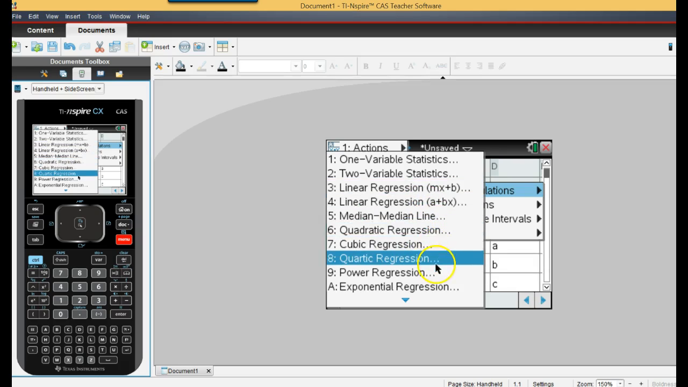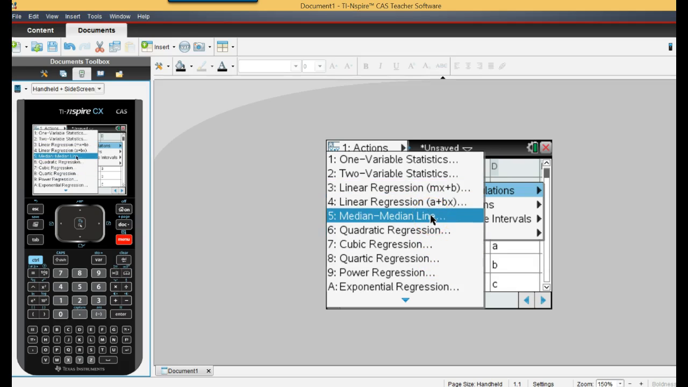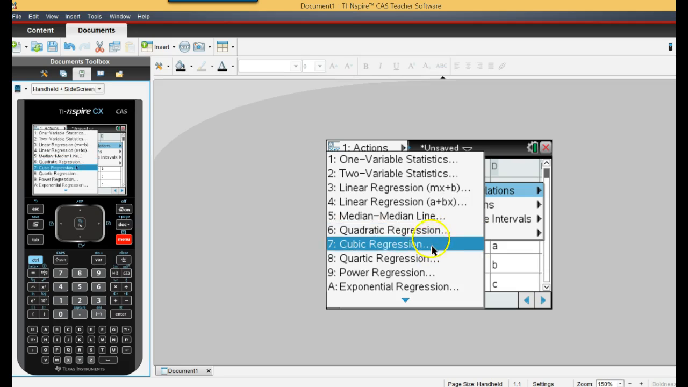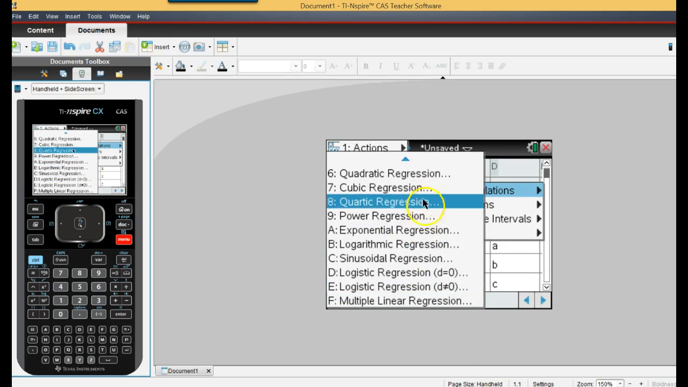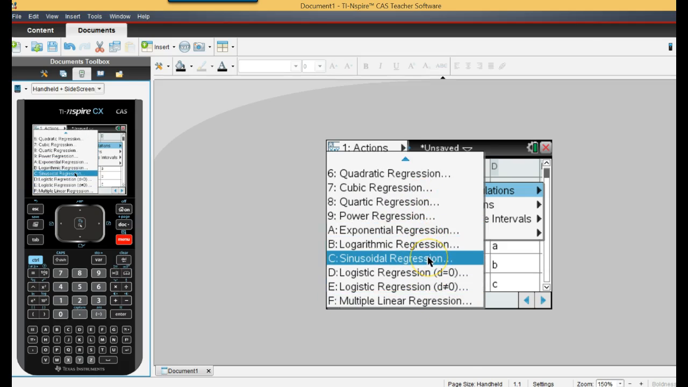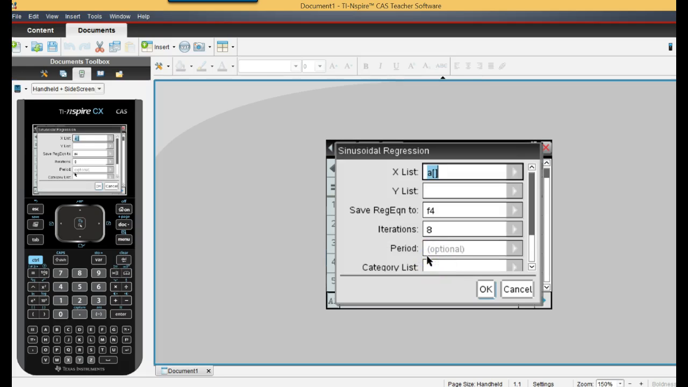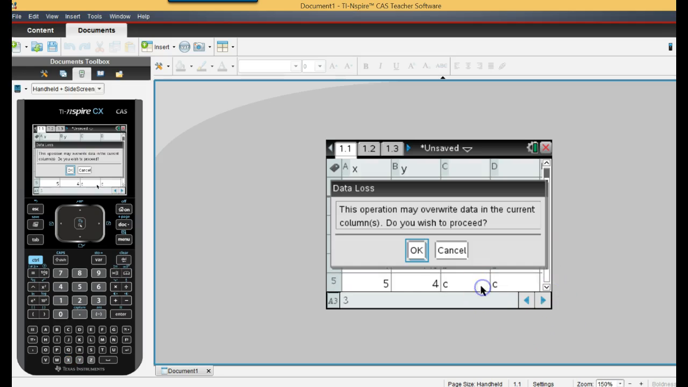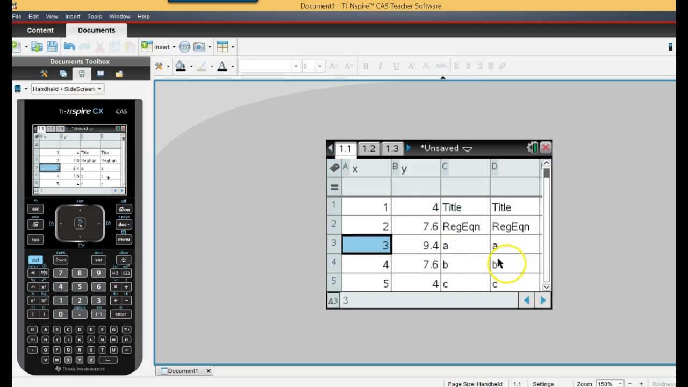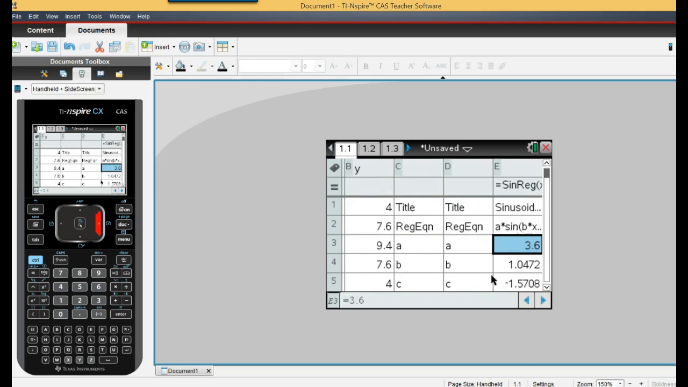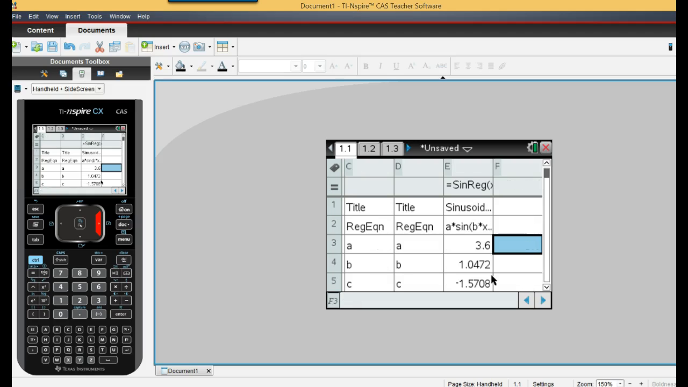We obviously are looking at a trig graph, not a quadratic. So we see all the options we've got here: linear, quadratic, cubic, quartic, we can pick our own power, exponential, logarithmic, sinusoidal. That is a sine curve. If we check that, our x list is x and our y list is y, and click OK. We cancel this next box and we get a readout here of values. Now this is for a sine b x plus c.